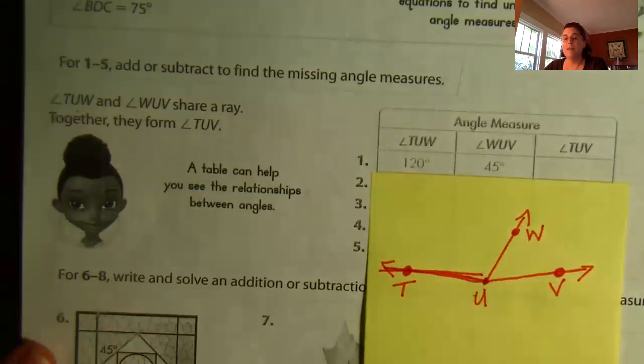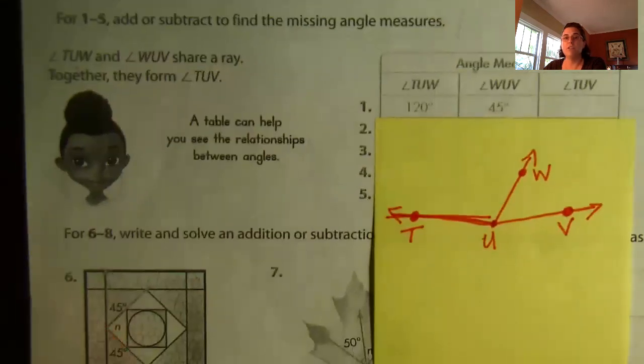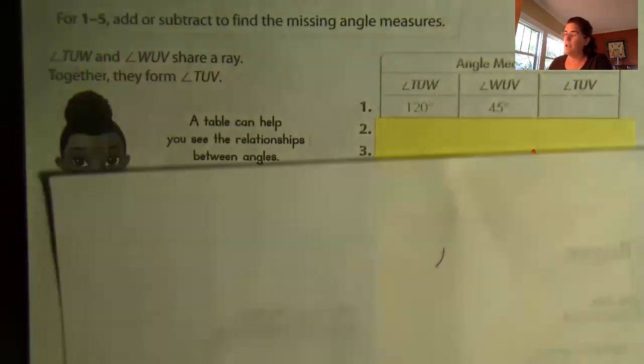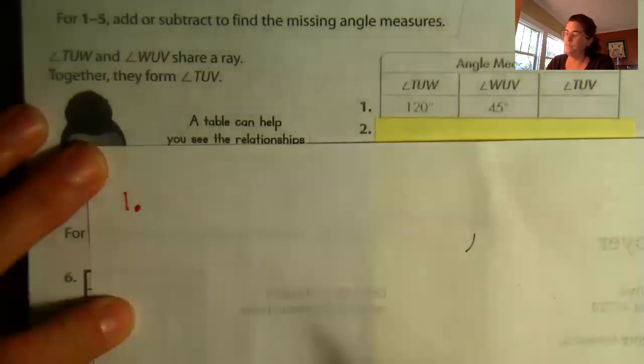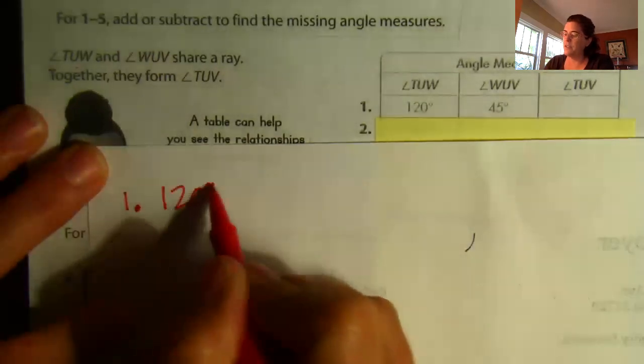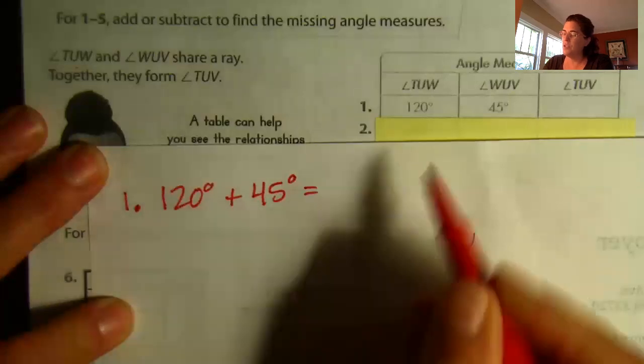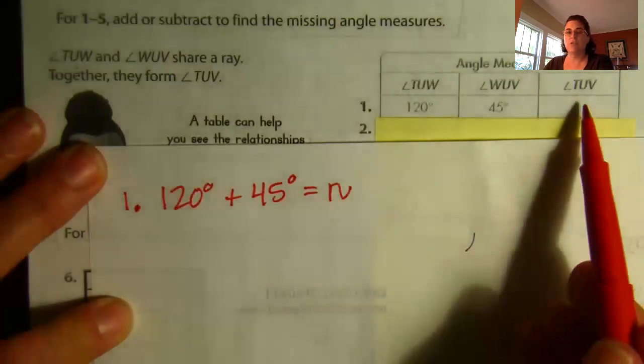All right, so now I can see what it's asking me, and I can maybe write an equation to solve this problem. So angle TUW is a part, and angle WUV is a part, and what I'm looking for is the total, angle TUV. That means I'm going to be adding. Remember, when we're given two parts and we need the whole, we're going to add. So on a separate sheet of paper, because I won't have enough space on this, I'm going to write 1. And I know that 120 degrees plus 45 degrees equals the missing number, which is angle TUV.